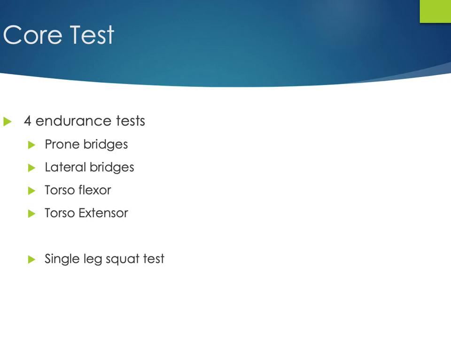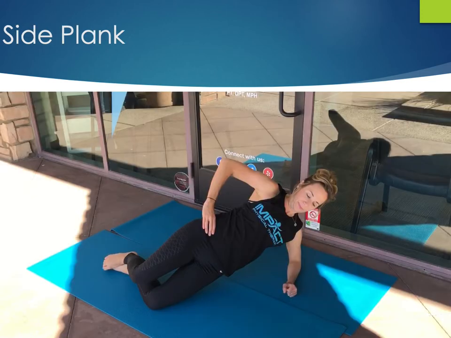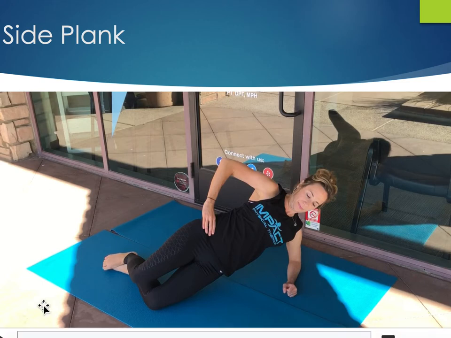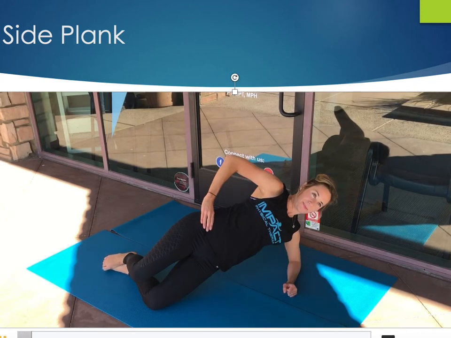So a core test, this is in the literature, there's the prone bridge test, which is really our plank, right? Lateral bridges, so a side plank. Torso flexor, so that's more like an abdominal curl. Torso extensor would be like a Superman type of phenomenon. Looking at how someone controls as they go through a single leg squat, or even just a regular squat, would be a great idea. So here's an example of side plank. Not only just maybe the test of it, but then some progression ideas for you. We're going to demonstrate a side plank progression.